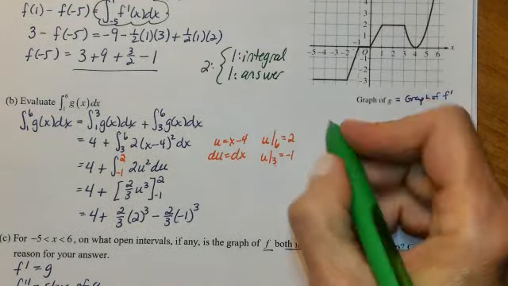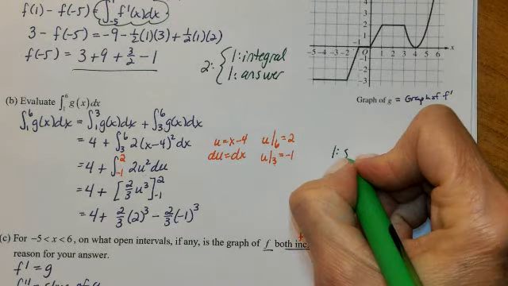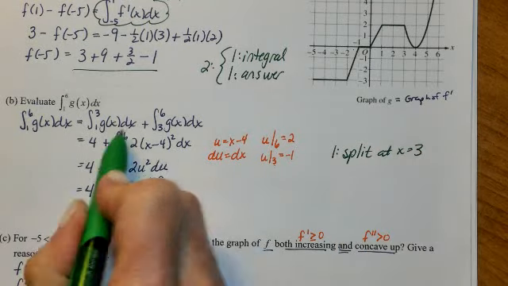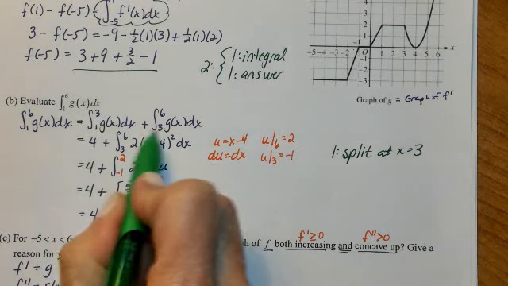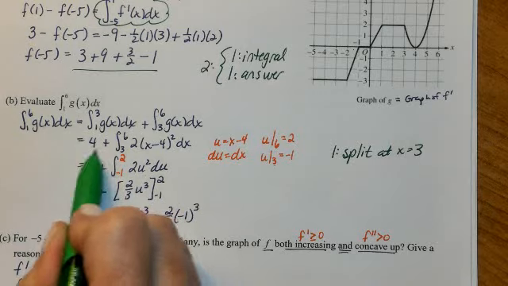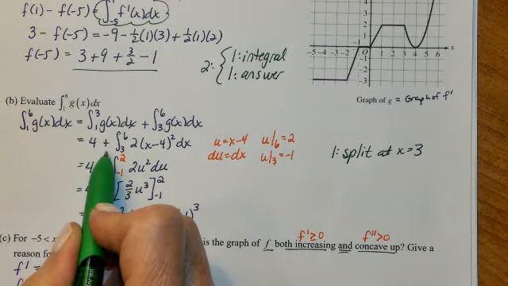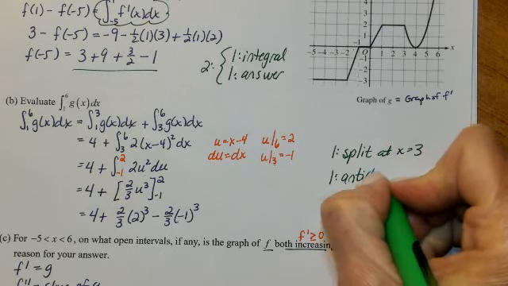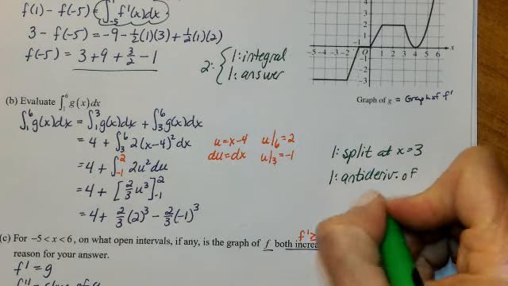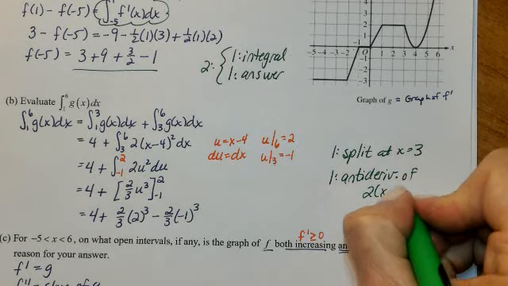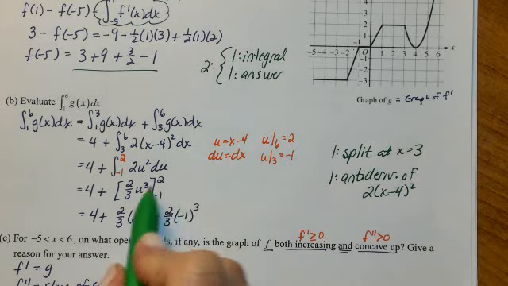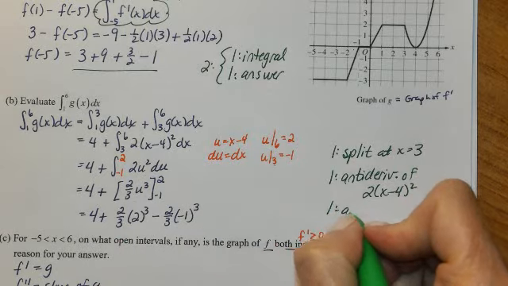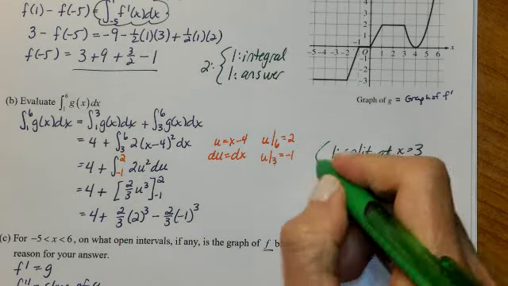In part B, they gave 1 point for the split at x equals 3. So we split it up here. I believe they would have also given you credit for this if you had started with the second line. 1 point for the antiderivative of that quadratic. So 1 point for this antiderivative right here. And then 1 point for your answer. So a total of 3 points.